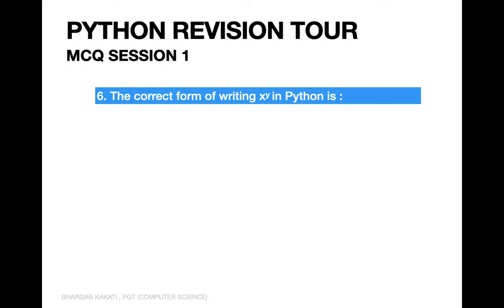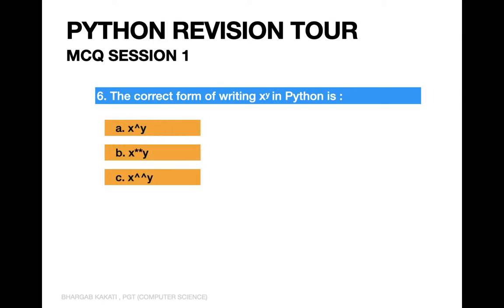For that, you have to use some symbol. How to do that? Some options are given. Let's see what these options are. A, B, C and D. These are the options. Out of this, which option will be suitable for writing x to the power y? And the correct option is option number B.